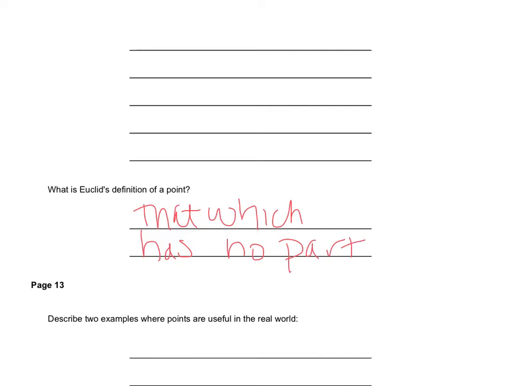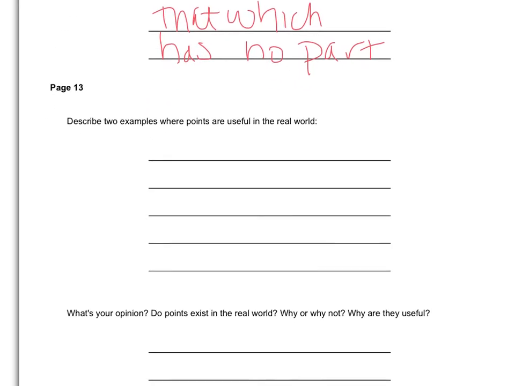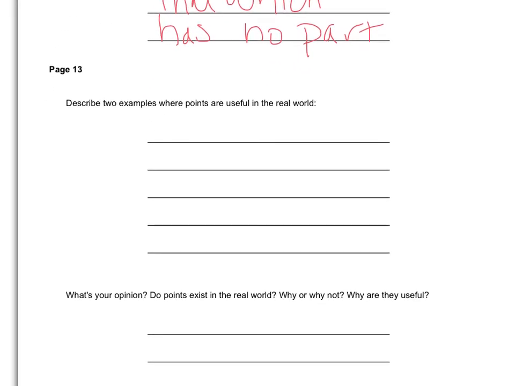So it asks us to give 2 examples where points are useful in the real world. Well, they can be useful in a lot of different places. Some examples are they can be used to map a location. If we worked as an air traffic controller and you had a radar screen you were looking at, then they could be used to represent objects on a radar screen.